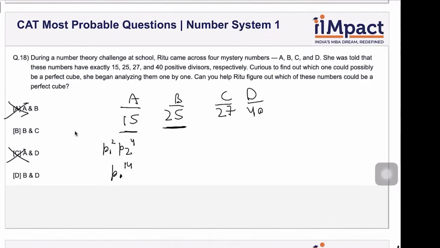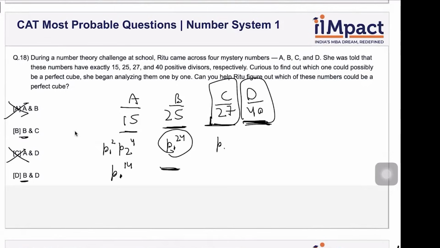Moving on, 25 means that P1 to the power 24 or the other one, but I'm not interested there because this is a perfect cube. So B can possibly be a perfect cube. So it comes down to C and D. Technically, I didn't have to check for B because the remaining options have B. So let's check for C and D. If I go for D first, D will probably have more factors. So let's go with C. C can be written as P1 to the power 26 or P1 square into P2 to the power 8. This will give you 2 plus 1 into 8 plus 1 factors. Or it can be written as P1 square, P2 square, P3 square.